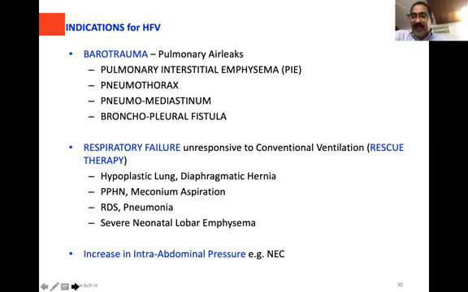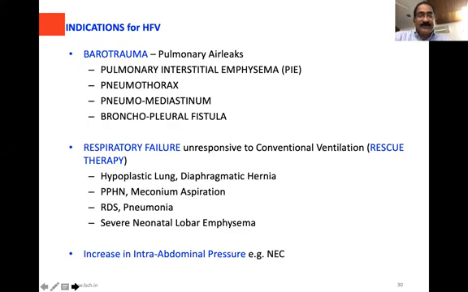Even in a child with a hypoplastic lung, like in diaphragmatic hernia, PPHN with meconium aspiration syndrome, or in severe RDS as well, or in a pneumonia which is quite severe. You could always use it in a child who's having NEC with quite a badly distended abdomen. So this certainly helps as well.